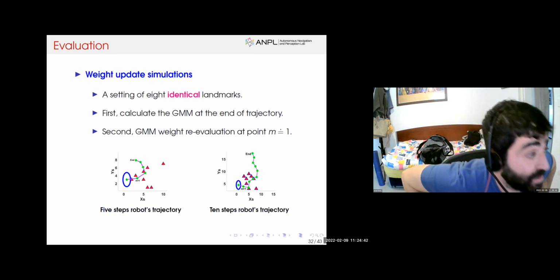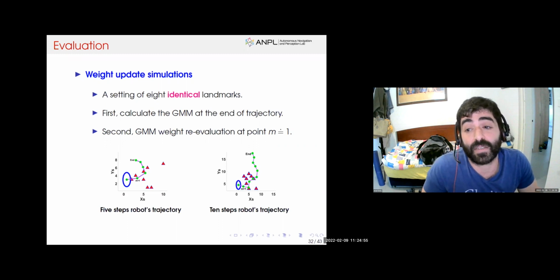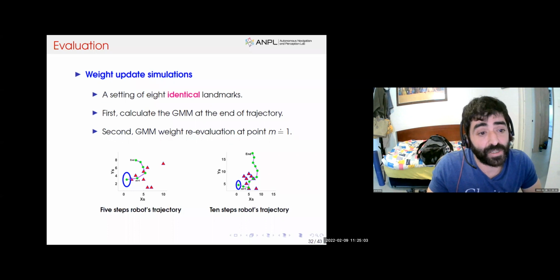Now, a bit about the simulations we did. In our simulations, we created a very ambiguous setting. This ambiguous setting was created by scattering 8 identical landmarks in our surroundings, which you can see here. The landmarks are marked as red triangles.